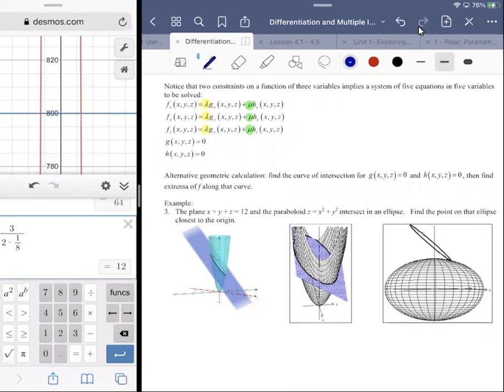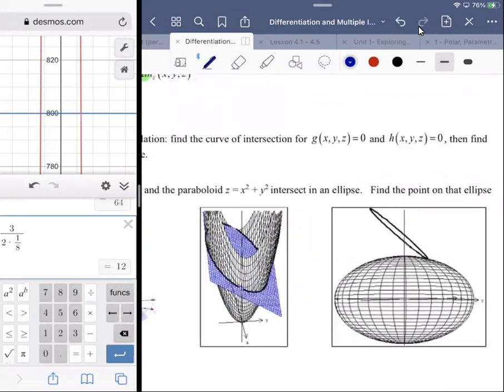So we have x plus y plus z equals 12 is a plane and the paraboloid. They intersect and they form an ellipse. That's the first diagram from GeoGebra. Then I used the net diagrams to give a different perspective and show how that slicing was happening. What we want to do is find the point on the ellipse closest to the origin. So that's that extra layer that we have going on here, all right? So we want the point on that ellipse.